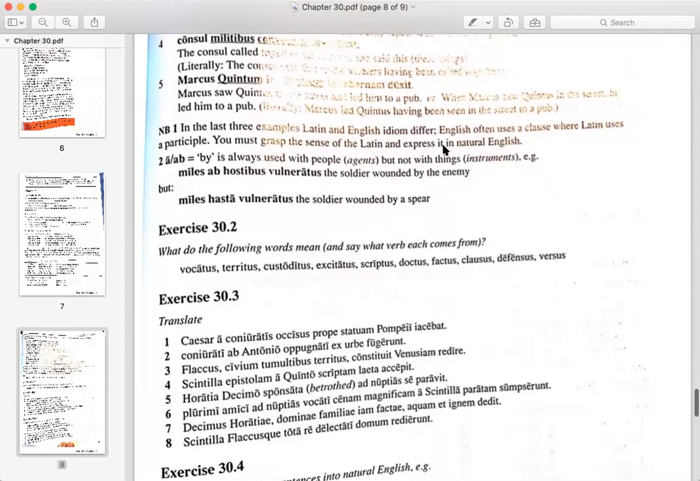Okay, nota bene 1. In the last three examples, Latin and English idioms differ. English often uses a clause where Latin uses a participle. And that's fine if you translate it like that. You must grasp the sense of the Latin and express it in natural English.